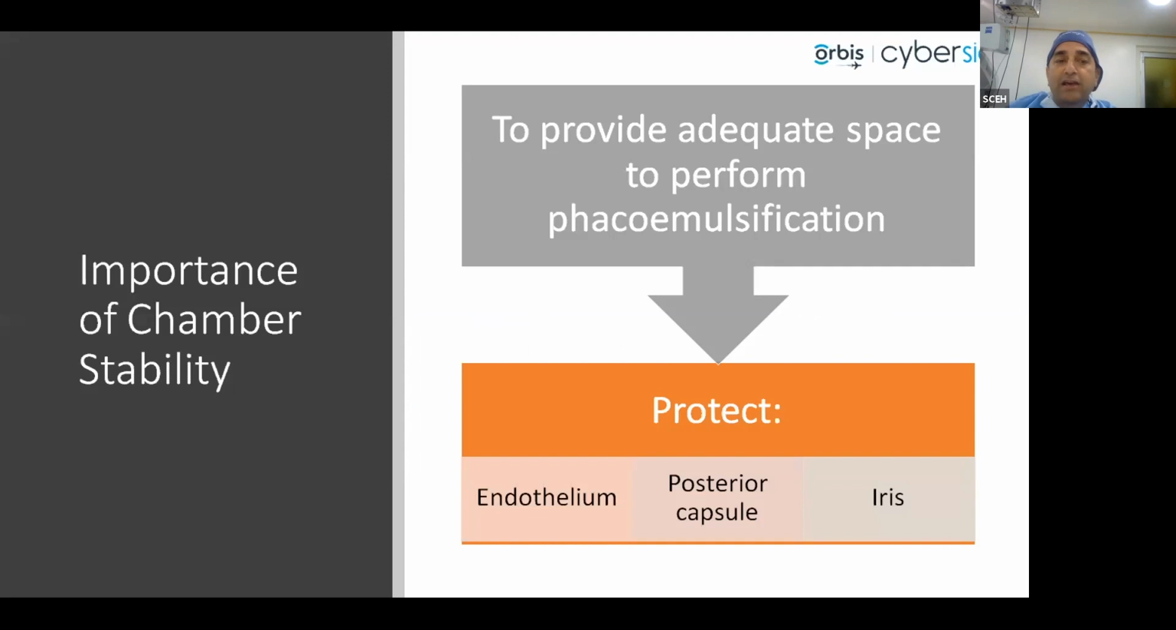Now, why is chamber stability so important? Chamber stability is important to provide space to perform phacoemulsification. That's important to protect the endothelium, the posterior capsule, and iris. If you don't have space, then all these vital structures, you can do harm to them.